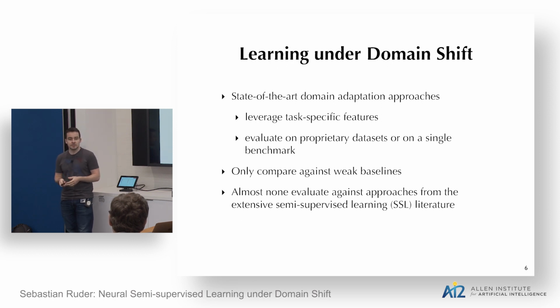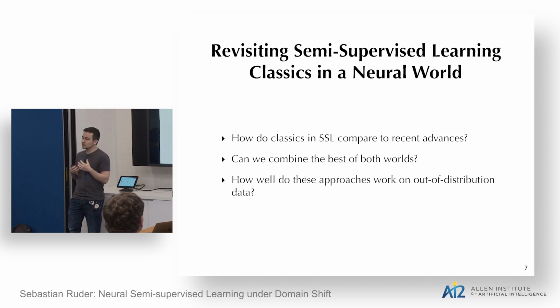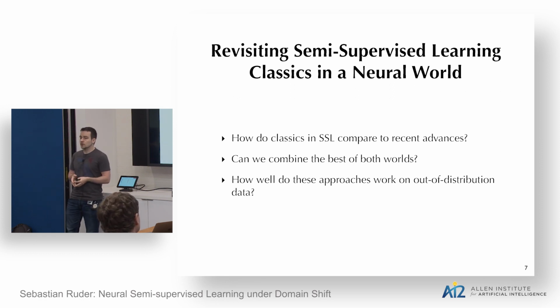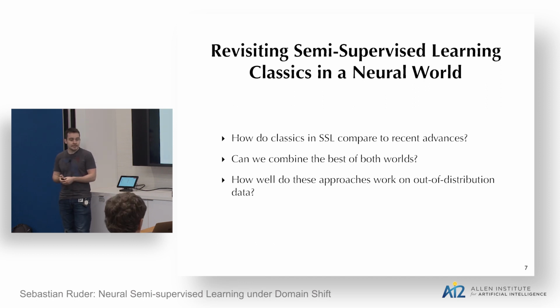and in particular, none of them compare against any of these approaches from the huge body of semi-supervised learning literature. And in this piece here, I'm mainly trying to view classic semi-supervised learning through a neural network type lens, in order to answer how well these classic methods can compare to our recent advances, if there's a way to combine the best of both worlds, so as to get benefits from both our neural models as well as some intuitions or lessons to learn from these classic approaches. And then finally, how well these classic approaches actually work on out-of-distribution data as well.